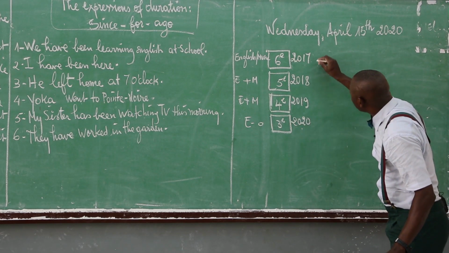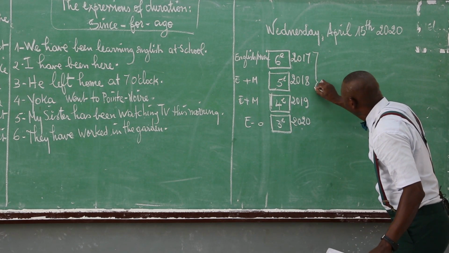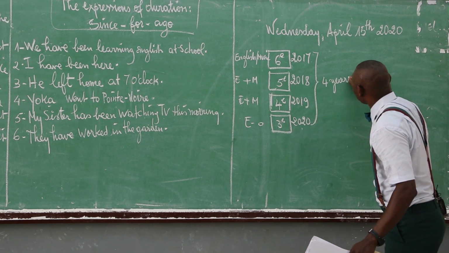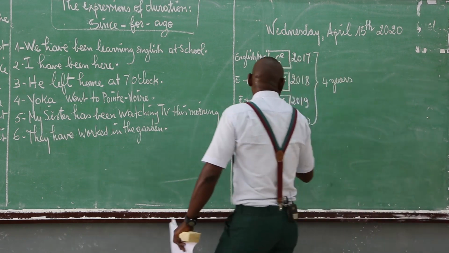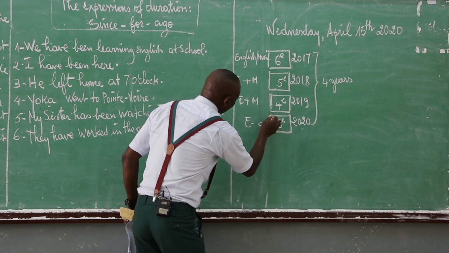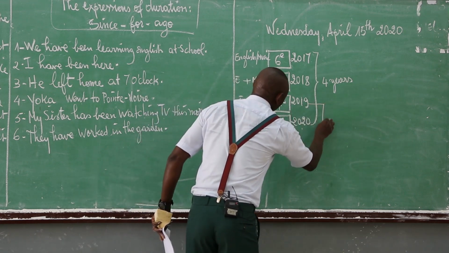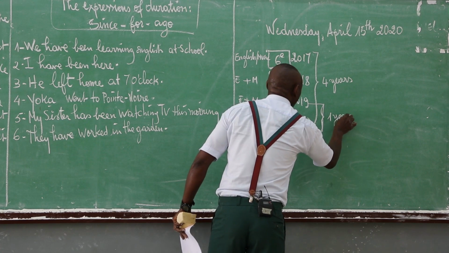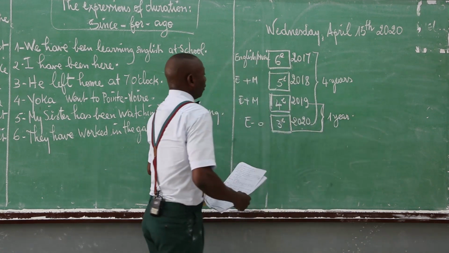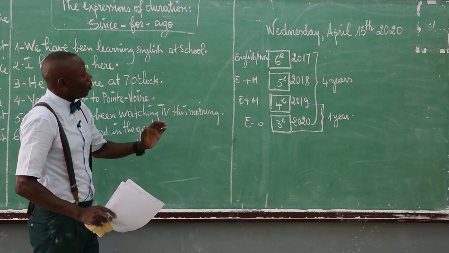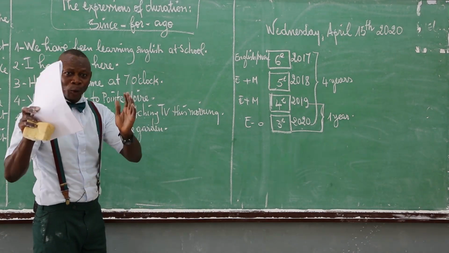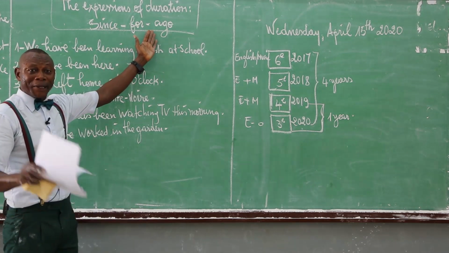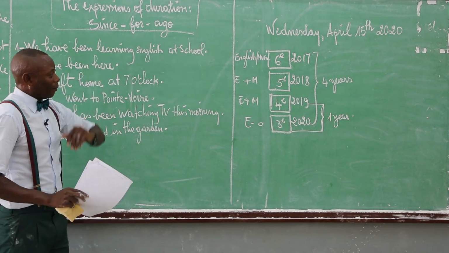till 2020, we have 4 years past. 4 years, okay? From this date here until here, we have 1 year past. Now I'm going to introduce, to insert the words since, for, and ago. But I start with since.